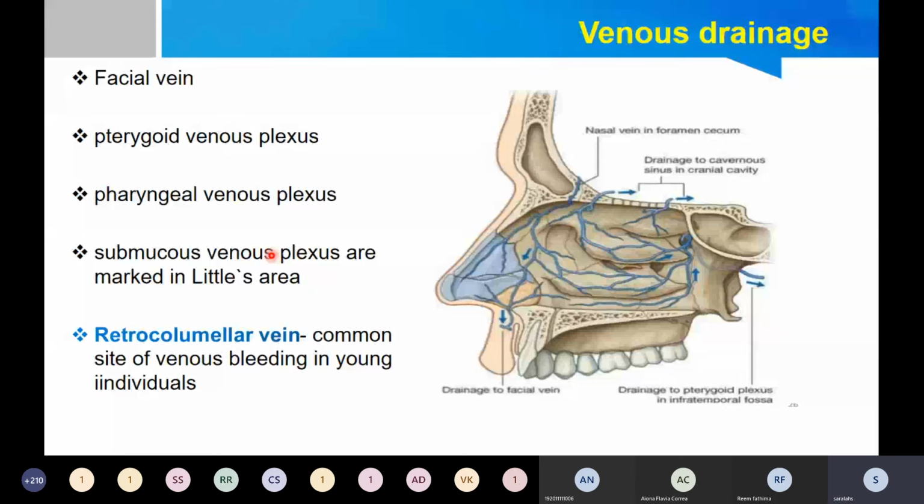And there is one vein called the retrocolumellar vein. That is almost at the septum. It traverses all along the floor and then reaches the lateral wall of the nose. So that vein is called the retrocolumellar vein. It is the most common vein which is prone to venous bleeding in young individuals. Once they try to pick their nose, young individuals land up in nasal bleeding. That's usually because of venous bleeding, that is the retrocolumellar vein.